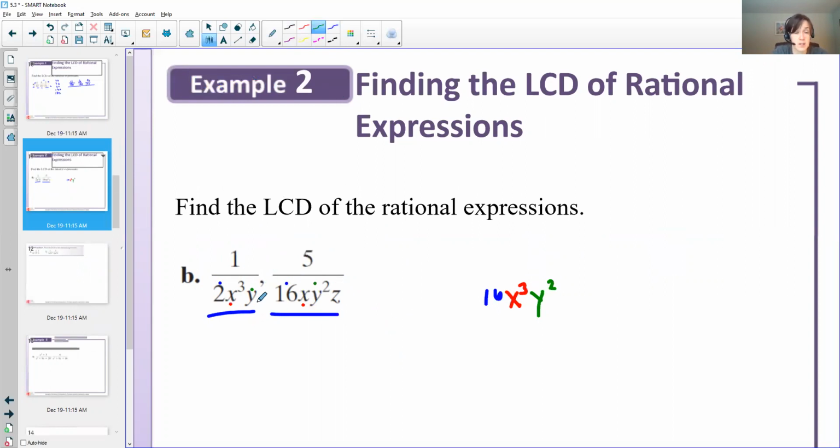And then this one doesn't have any z's, but that one does. And if any one denominator has part of it, you've got to use it. Okay, so that is my least common denominator. That's all it is, okay?